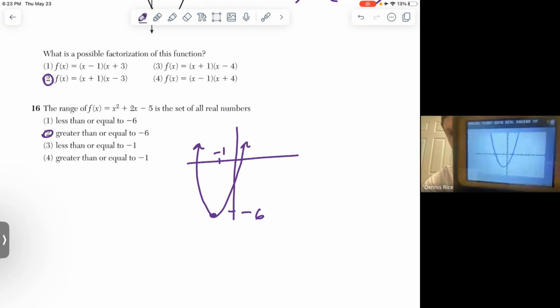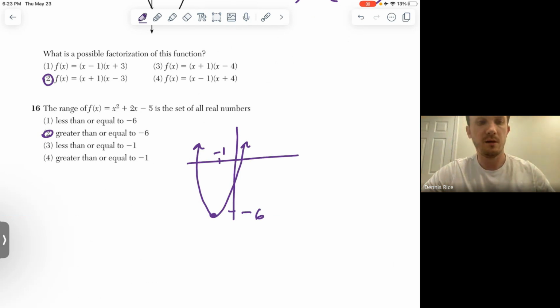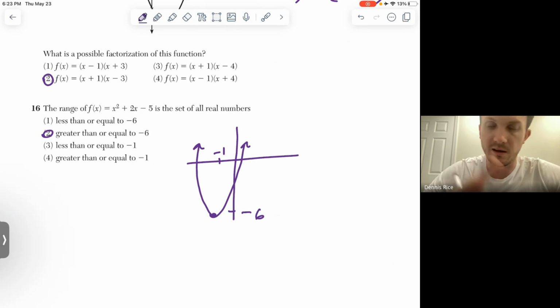Okay, type it in, look at your table. Cross off 1 and 3 because it's not a reflected quadratic and upside down. 16 is 2. 15 and 16 are both 2.